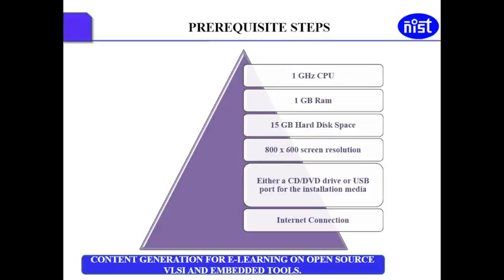What are the pre-requirements? 1 GB RAM and 1 GHz CPU, 15 GB hard disk, and 800 by 600 screen resolution, and then a USB port or a CD or DVD drive, and an internet connection. You need to have all these things before you start your installation of Ubuntu.